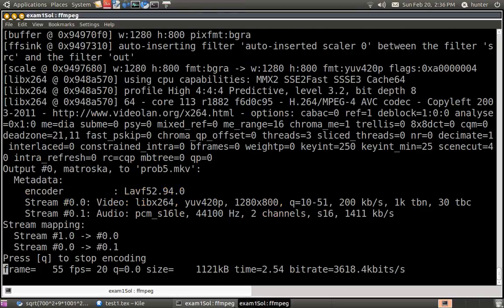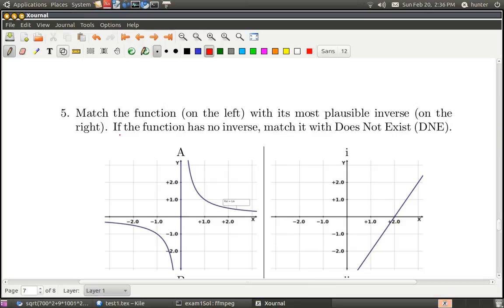So let's do problem 5. It won't take very long. It's a very short problem. So match the function on the left with its most plausible inverse on the right.